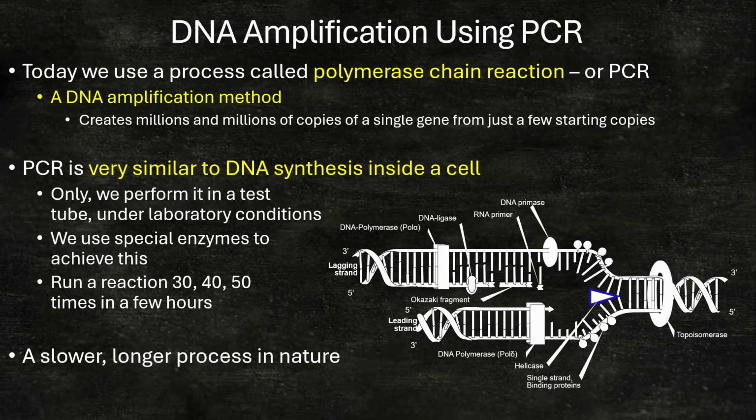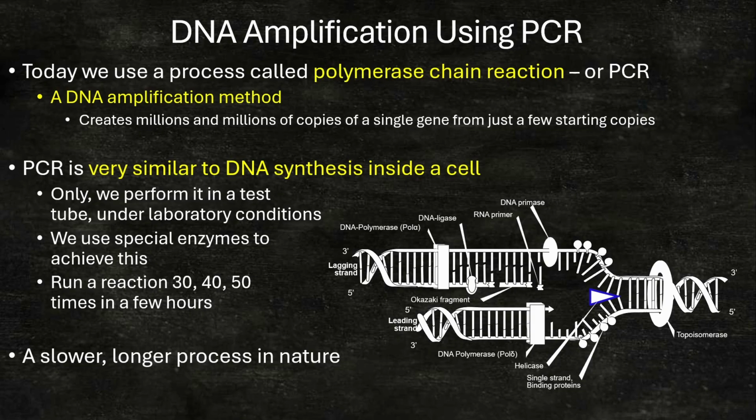Now today, to do that, we use a process called polymerase chain reaction, or PCR. This is a DNA amplification method. So this is going to create many millions and millions of copies of a single gene, a specific region of DNA, starting from just a few copies.